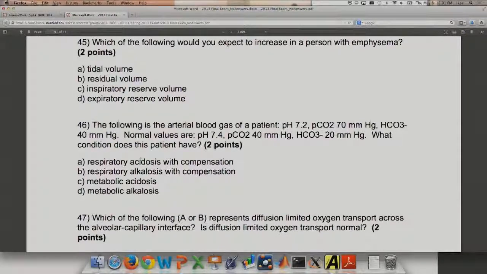He's not blowing off CO2, so he could be one of these air trapper people that we mentioned from the emphysema question. So it's respiratory acidosis, but his bicarb is off too, because bicarb should be between 20 and 26. So what is his bicarb doing at 40?